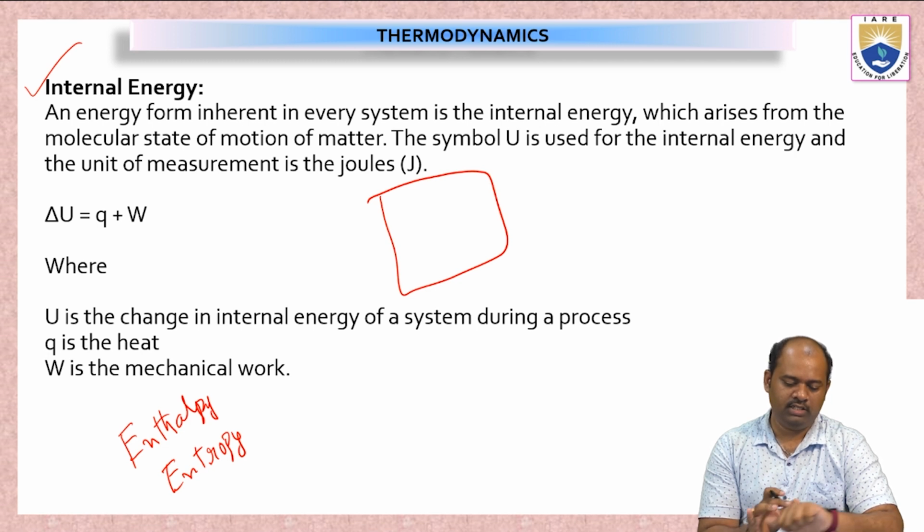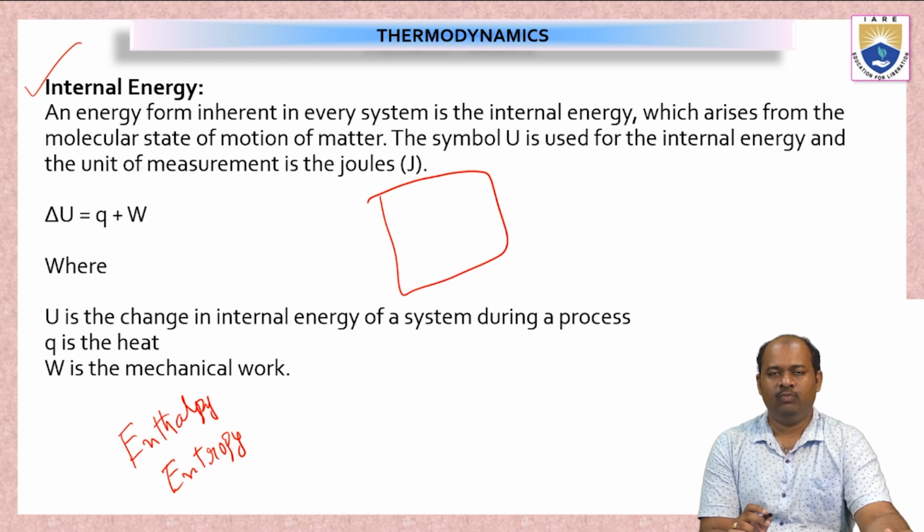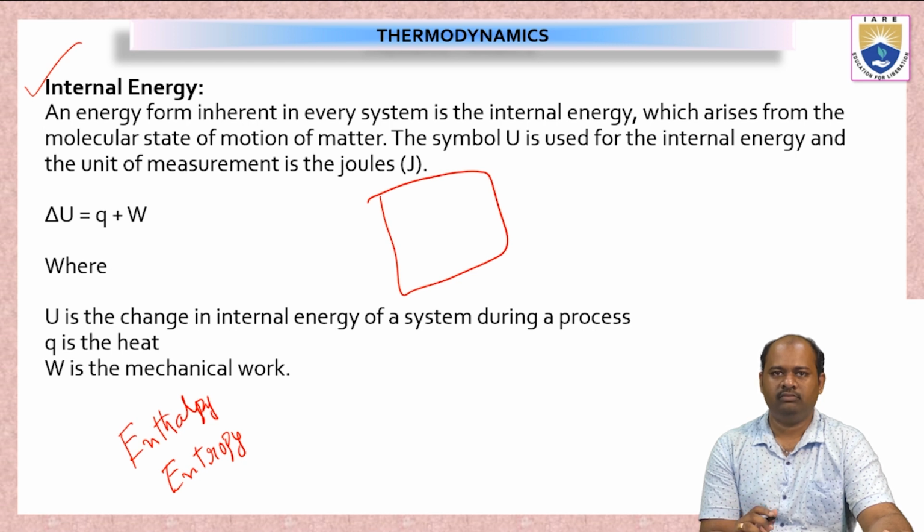Okay. Now, this internal energy is what is responsible for the state of the system. If the system is in solid state or liquid state or gaseous state, that completely depends on the internal energy. Different states will have different internal energies. Depending on the internal energy, we can clearly identify in which state the matter is present. It arises from the internal molecular state of motion of matter, so depending on that, the state of the matter will be changing.